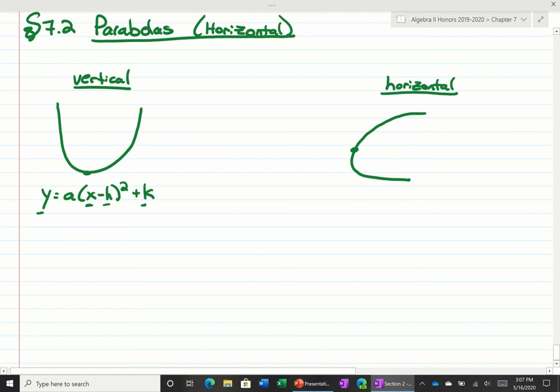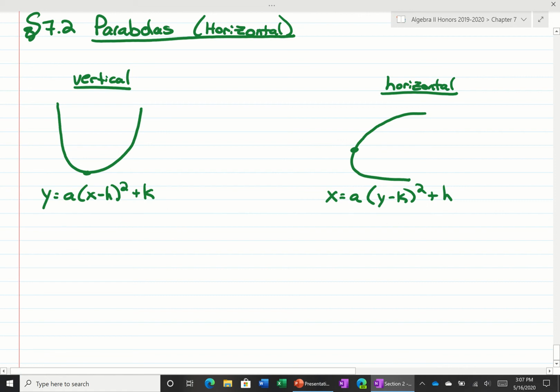Well, when we have a horizontal parabola, the equation we are going to use is x equals a times (y minus k) squared plus h. So notice the y and the k are grouped together, and the x and the h are on the outsides. Similar with this. Okay, so just notice that.